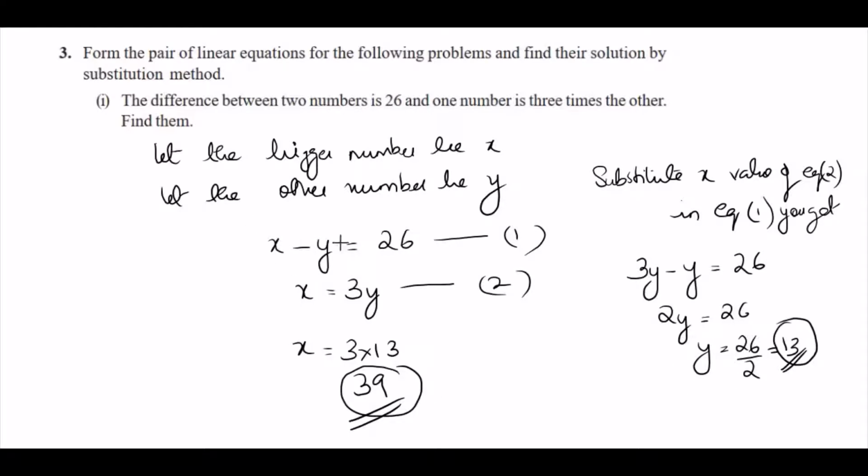Now when you substitute these in the equations, you can verify whether our answer is right. That is 39 minus 13, which is 26. It satisfies the equation. And the second one is x is equal to 3 times y. That is x is equal to 3 into 13, which is equal to 39. So it satisfies the second equation. That means we have got the right answer.